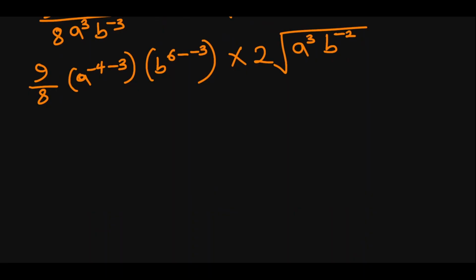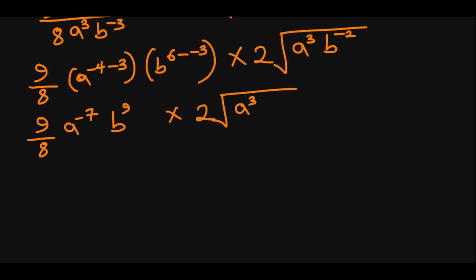So if we now simplify this, it gives us 9 over 8. A to the power of minus 4 minus 3 is minus 7. B to the power of 6 minus 3 is 6 plus 3, which is 9. So b to the power of 9 times 2 roots a to the power of 3 over b to the power of 2. What we simply did here is to move this b to the power of minus 2 below so that we can get rid of the negative exponents. This is based on the law of negative exponents.